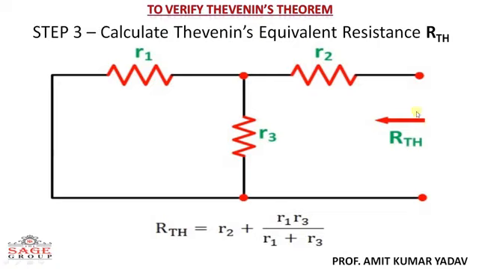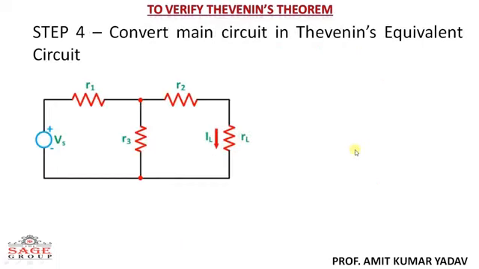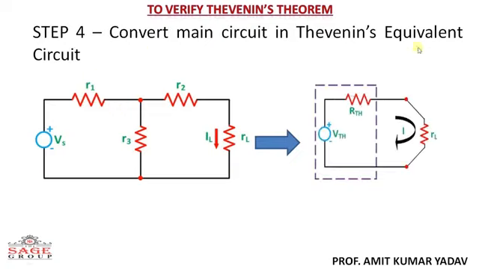So for RTH in this circuit, the formula is this. It can be anything. It depends only on your circuit. Okay, so this is your main circuit. But after using Thevenin theorem, you have just simplified this complicated circuit into a Thevenin equivalent circuit. And what is in the Thevenin equivalent circuit?